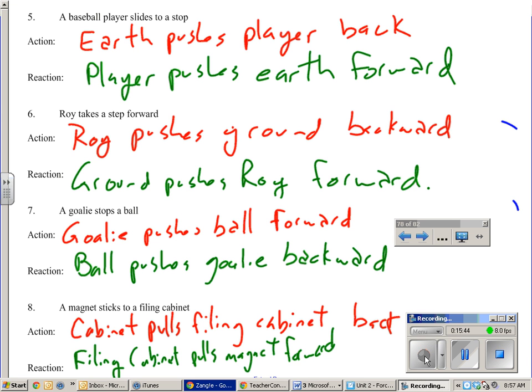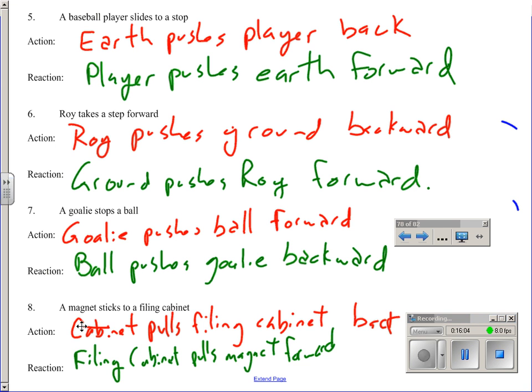Okay, so for the last two, when the goalie catches a ball, if the ball is moving towards him, then when he catches it, he's going to push the ball forwards, right? And the reaction is the ball is going to push the goalie backwards. All right, and in this last one, if you've got a cabinet pulling, oh, shoot. This was wrong. I should say magnet. So the magnet pulls the cabinet back, and the filing cabinet pulls the magnet forward. Again, these directions are sort of arbitrary. This could be right, and this could be left, or whatever. Okay?